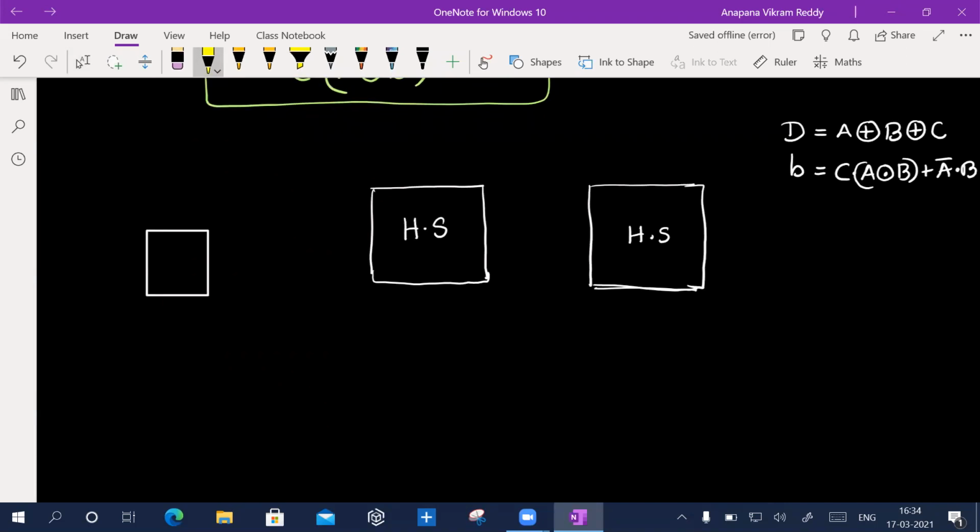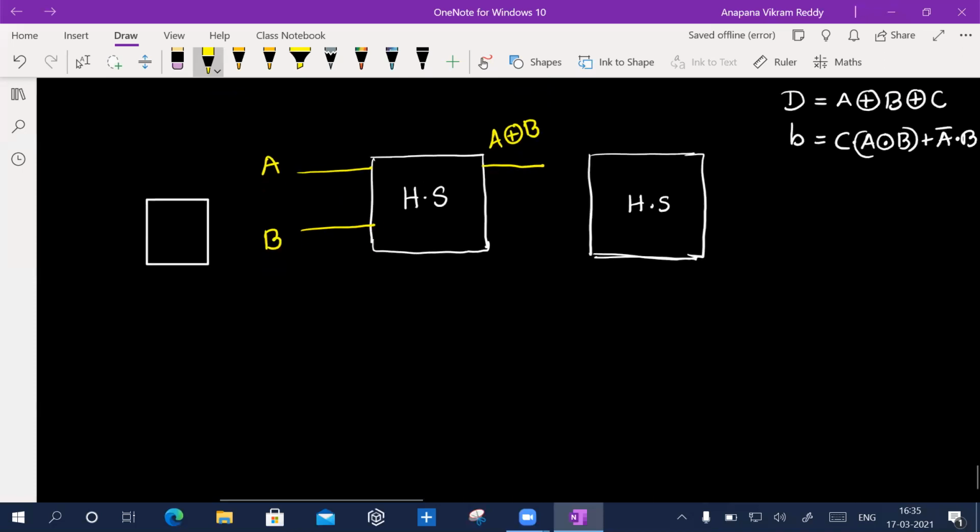So what I'll do, let me take two inputs here. I have inputs 1 and 2, A and B. So what do I get here? I get A XOR B. And now you tell me what borrow we get here? A complement and B. Very good. So one of the inputs, that is A, is complemented and B.